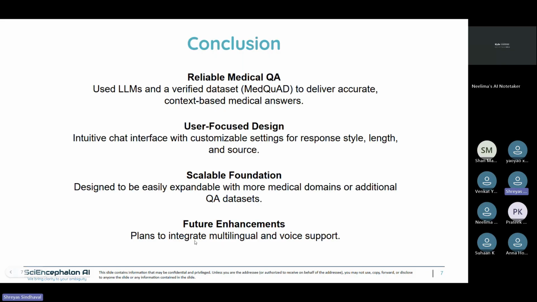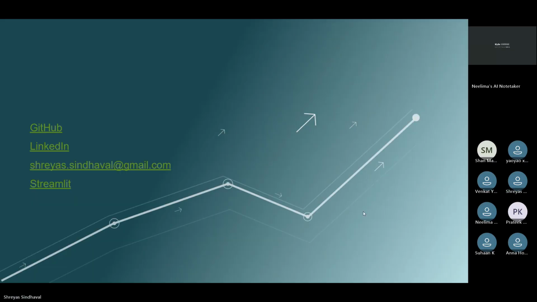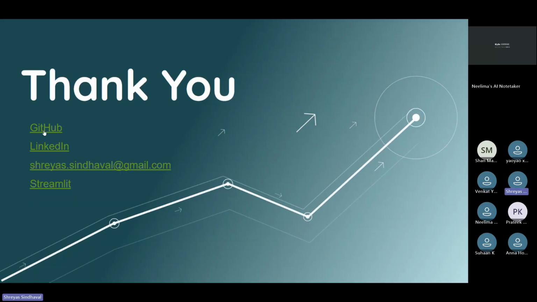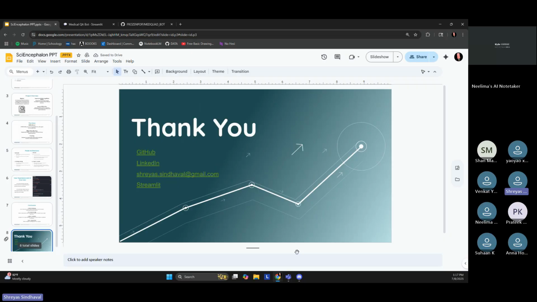And for future enhancements, I put plans to integrate multilingual and voice support. So having the model speak in other languages other than English to make it more accessible for more people, and voice support in a way that didn't increase the latency of the model to make it actually usable, since integrating voice support can lead to increased response time, which is not something we wanted. So a way to integrate voice support without increasing latency. And yeah, thank you.